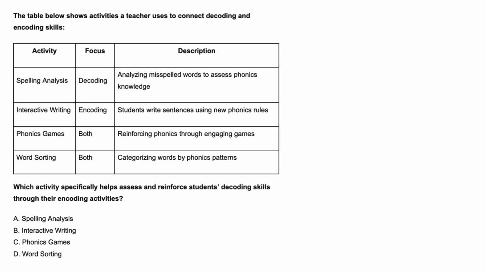Next question. The table below shows activities a teacher uses to connect decoding and encoding skills. Take a look at the table, read the question down below, and come back when you're ready for the answer. Here we go. The correct answer is B. Interactive writing involves students actively encoding words by writing, which reinforces their phonics knowledge and allows assessment of how they decode words through their spelling choices.